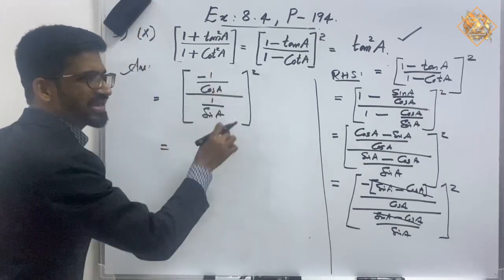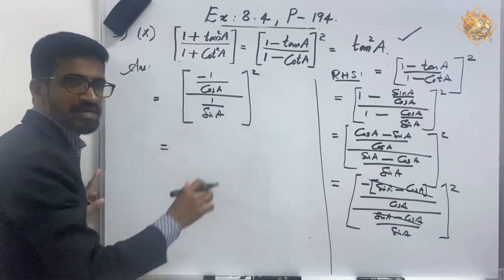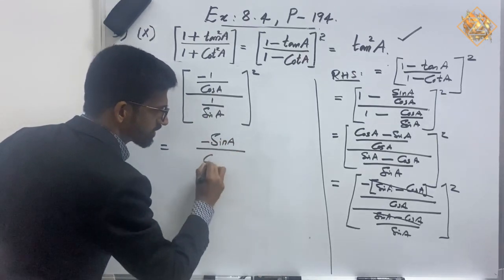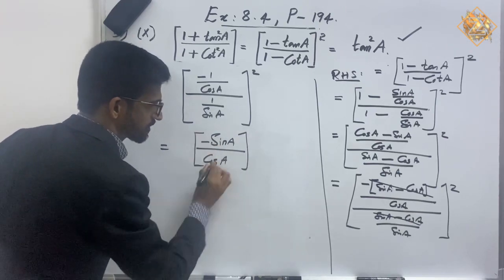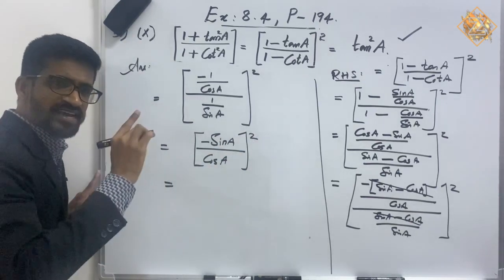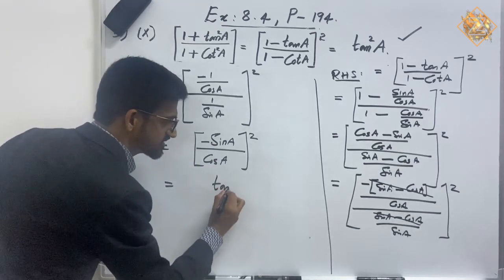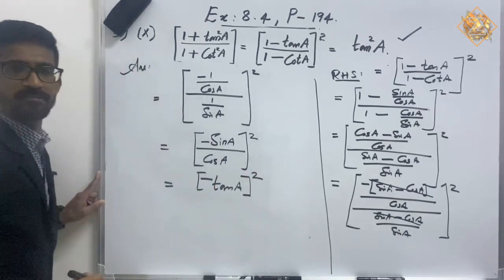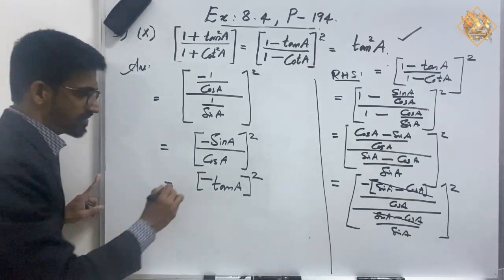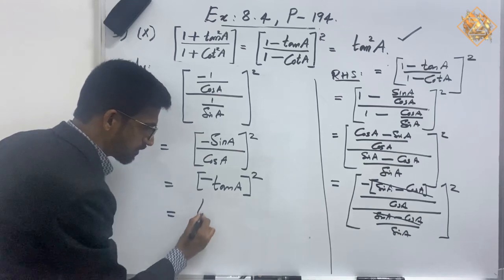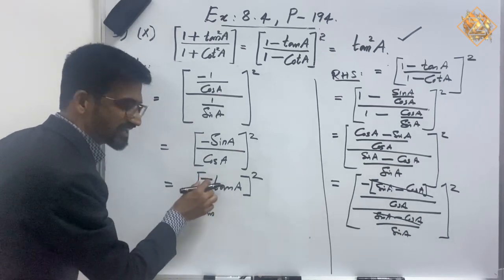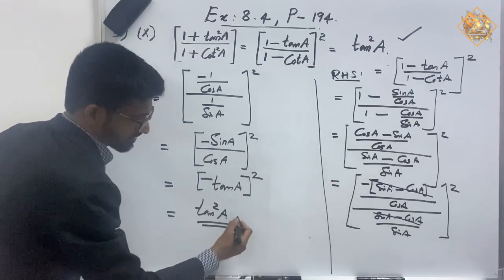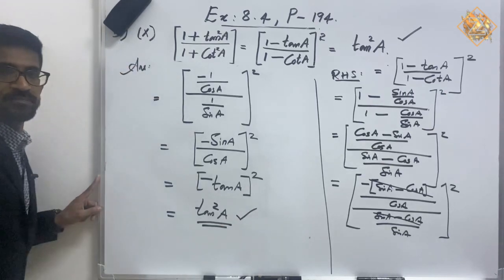That is equal to a fraction by another fraction. Take the reciprocal of the denominator and multiply. So we'll get minus sin A/cos A, whole square. That is equal to, we know sin A/cos A is tan A, and there is a negative over here. So that is (−tan A)². Okay, students, squaring a negative term, it will become positive, so we get tan²A. So again we reach the RHS. Okay, hence it is proved. Hope it is clear.